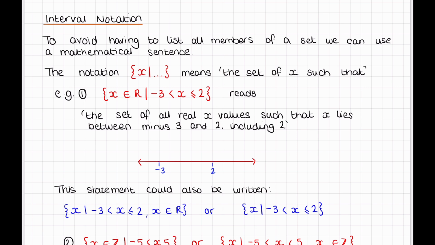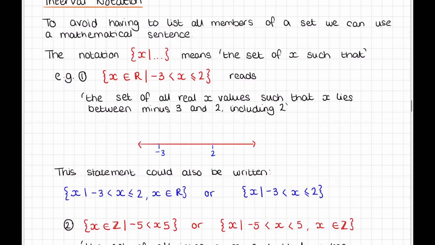Little example to start with, we have the squiggly line, x, that E. Go back to our set notation, means the element. So x is an element of R. R is real numbers, such that x is between -3 and 2, including 2. Now, that is what that means, and we can write it really quickly in notation.